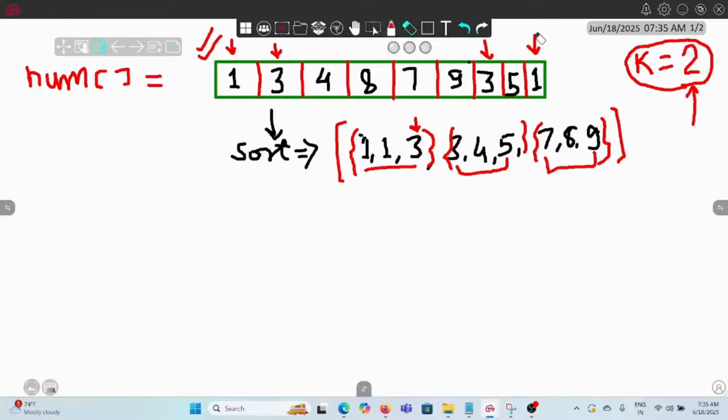So basically if we sort this array, then adjacent elements in a sorted array give the minimum difference for their corresponding values. So what I have done is we will sort this array. If I sort this array, it would look like this: 1 1 3 3 4 5 7 8 9.